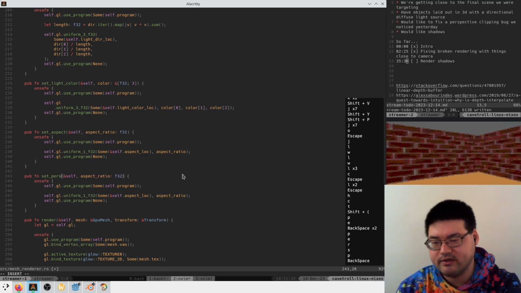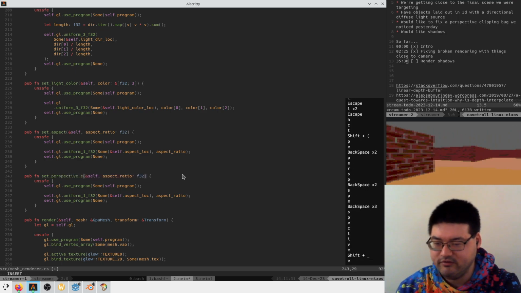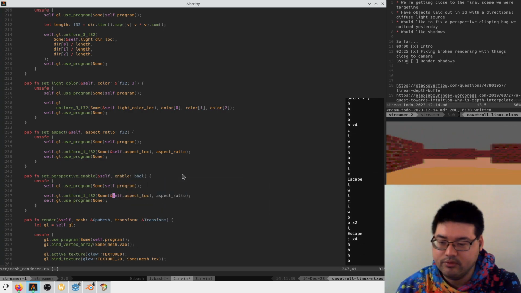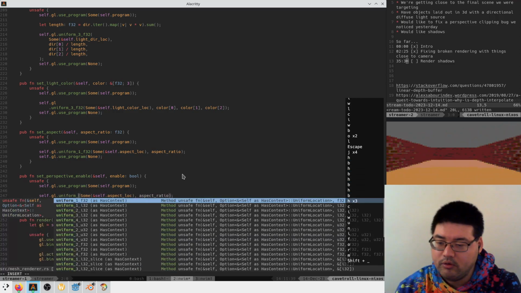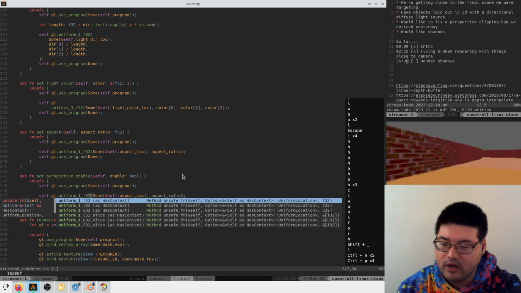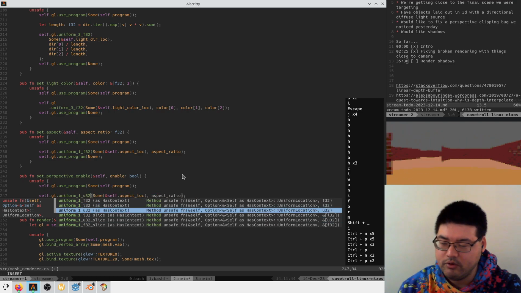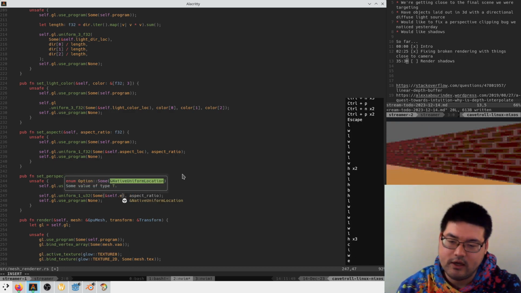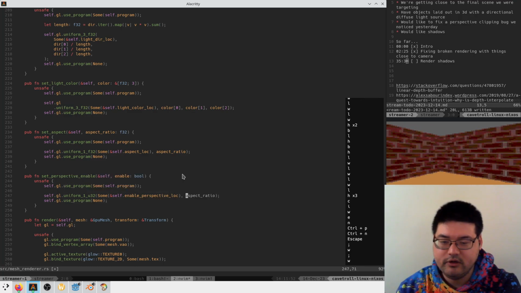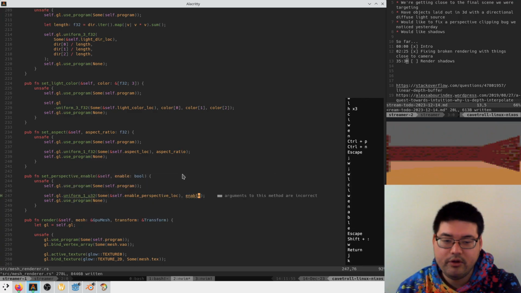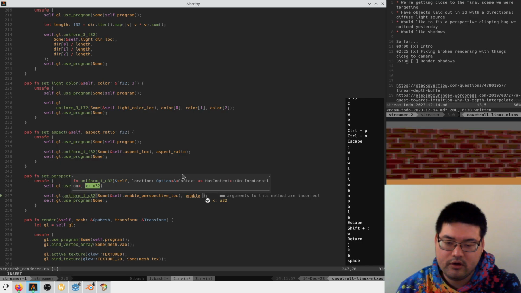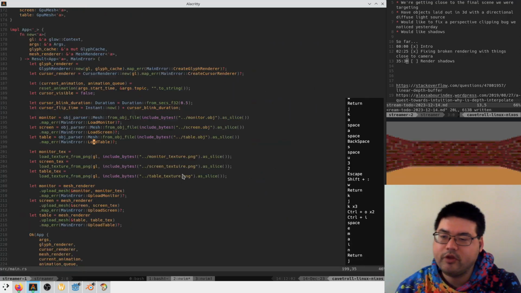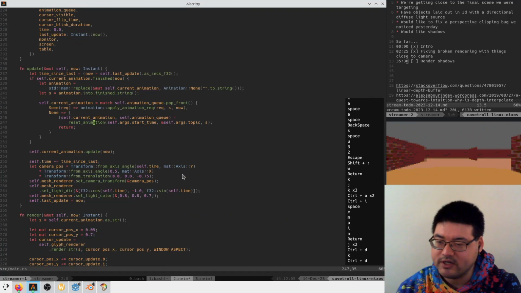Or set perspective enable. This is just going to be enable, which takes in a bool. It's going to write that bool to uniform 1. I guess it will be a U32, even though we wrote bool in GLSL. It doesn't seem like we have the option to write one there. So we'll try saying enable perspective location, write enable as U32. Am I allowed to do that? Okay, cool. And then let's just try disabling perspective and see what that looks like.